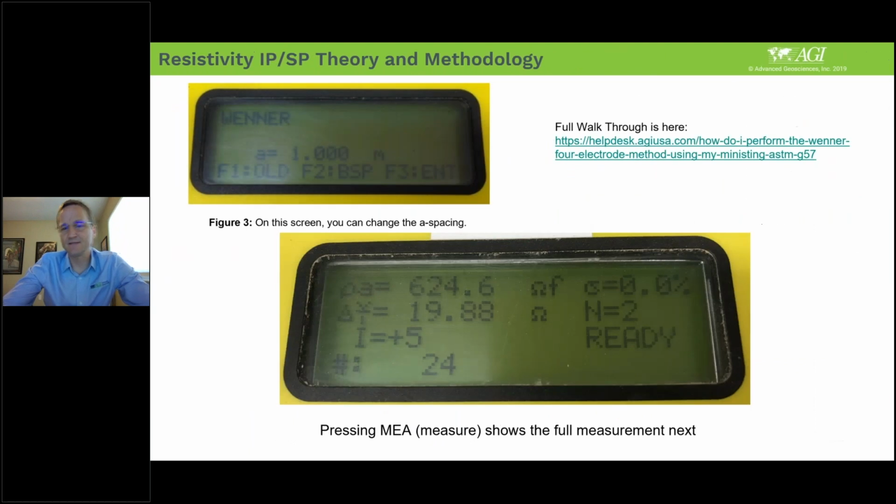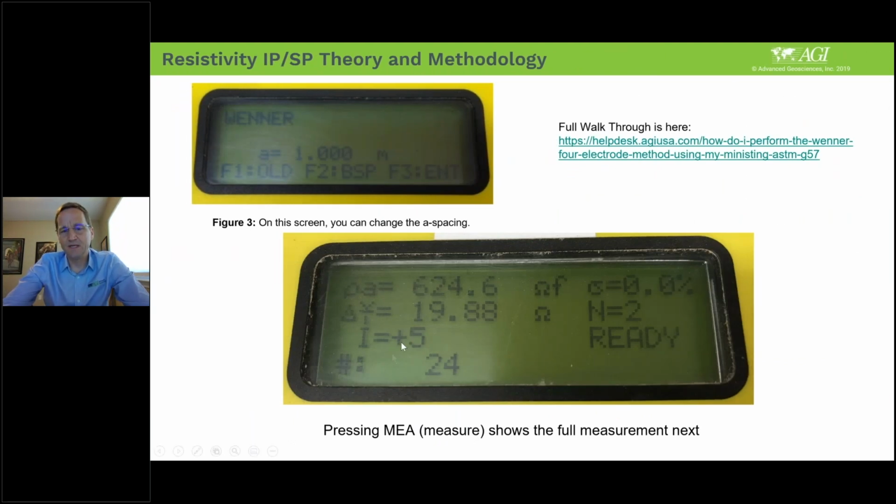And that's the screen on the mini Sting. That's the current I, the delta V over I, the apparent resistivity, the N value, number of readings, and the error.